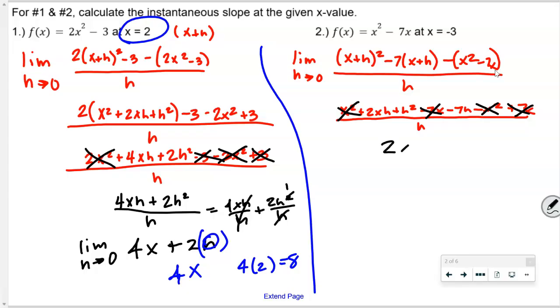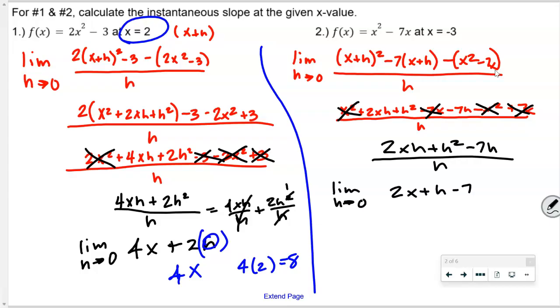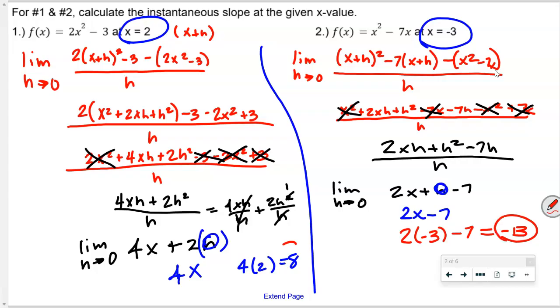So once again, we've got 2xh plus h squared minus 7h all over our h, right? So we're going to simplify some of these h's. So this is going to be 2x, this is going to be plus h, and this is going to be minus 7. Now we're going to do our limit as h approaches 0. So that means this number right now is a 0, right? So this is going to end up being 2x minus 7. And then we're going to plug in that negative 3 in there, right? So we're going to say 2 times negative 3, which is negative 6, minus 7. So this answer is going to be negative 13. The previous answer was 8.